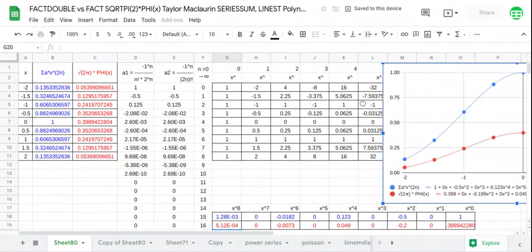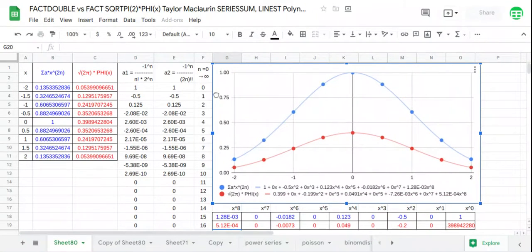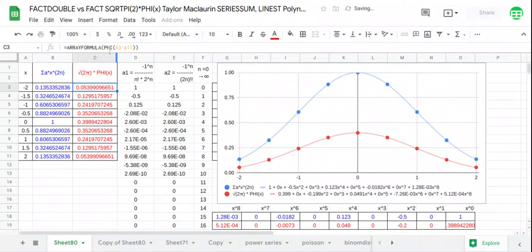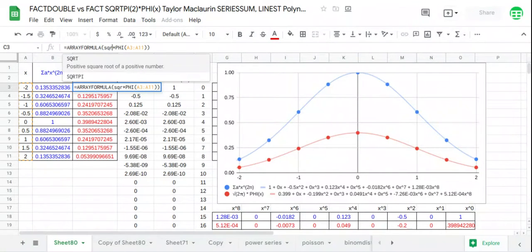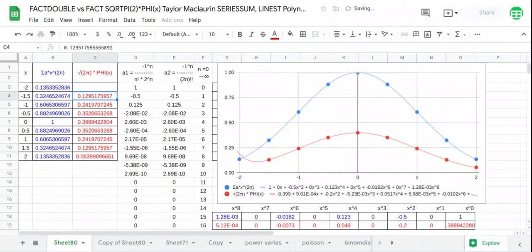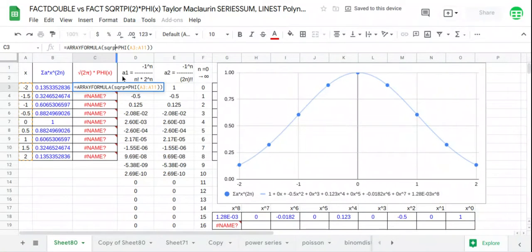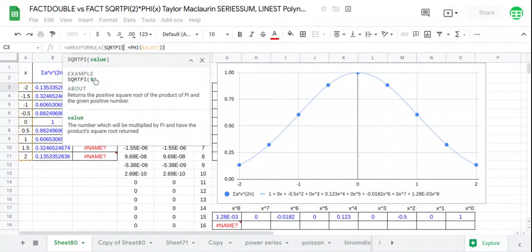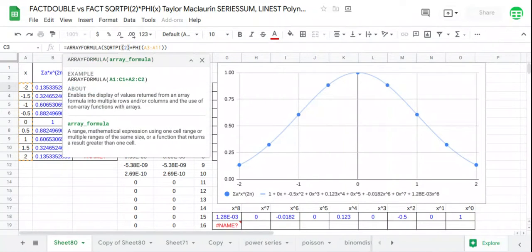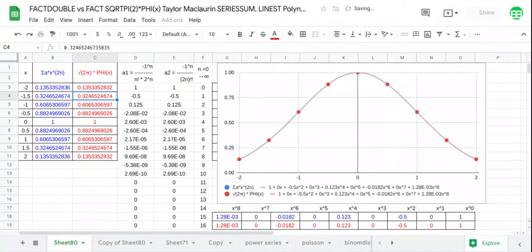And we modify the phi function. So here we have the phi function. We factor in square root of 2 pi. So that is times square root of pi, that's square root of pi, and 2 pi. Square root of 2 pi. Now they're exactly the same.